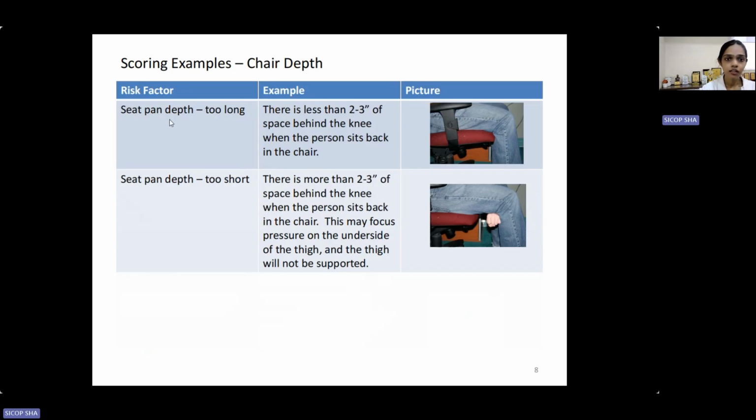If the seat pan depth is too long, there is less than 2 or 3 inches of space between the knee and the seat when the person sits back in the chair. And if the seat pan depth is too short, there is more than 2 to 3 inches of space between the knee and the seat when the person sits back in the chair. So this may focus pressure on the underside of the thigh and the thigh will not be supported.